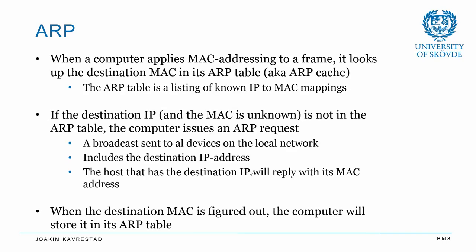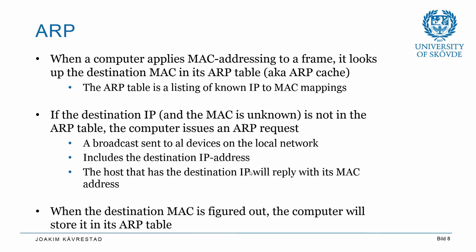So basically, when a computer applies MAC addressing to a frame, it will look up the destination MAC address in something that is called the ARP Table or ARP Cache. The ARP Table is a listing of all known IP to MAC address bindings that this computer knows about. Essentially, the computer wants to send the package to another machine, and it will address it to the IP address, so it starts by seeing if it knows the MAC address that belongs to this IP address. Well, if it already knows the address, it will address the package and send it on its way.